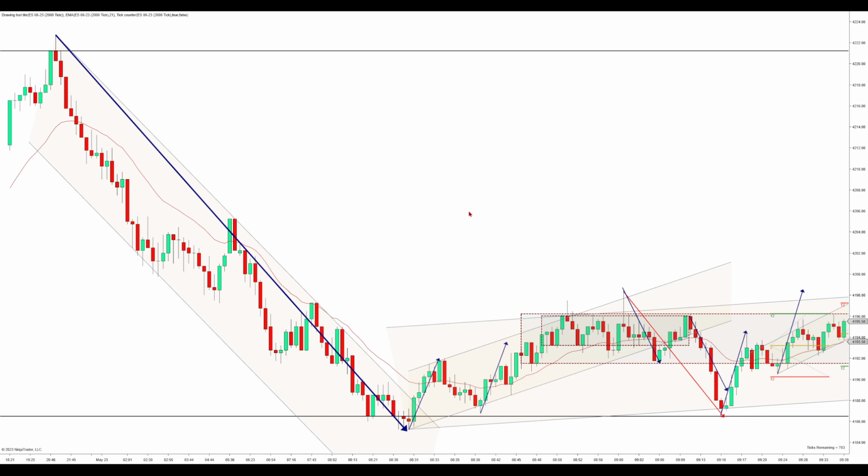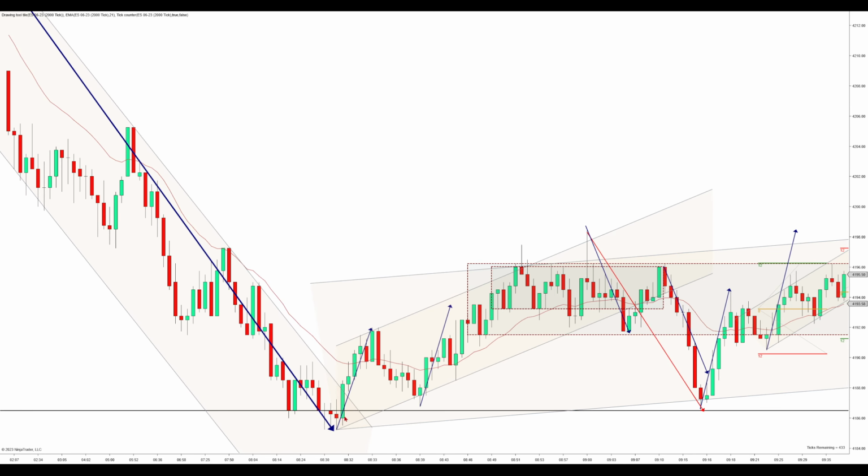You don't want to just enter after one attempt to reach the other side. You want to see two attempts to reach the other side before you continue back in the other direction. So even when you're in an uptrend, you don't want to go long after one push, one attempt to reach the other side after coming off the highs.